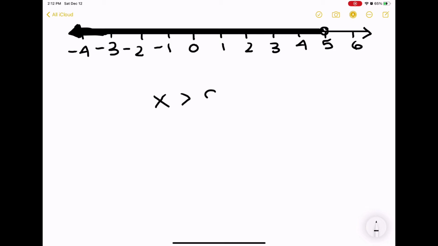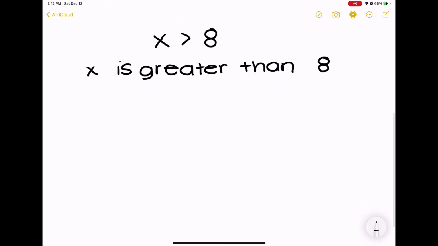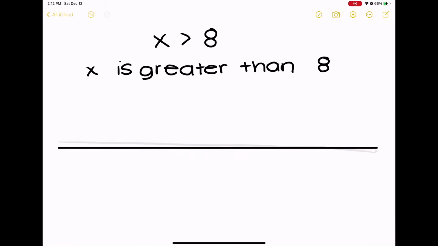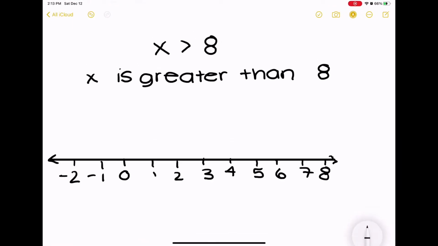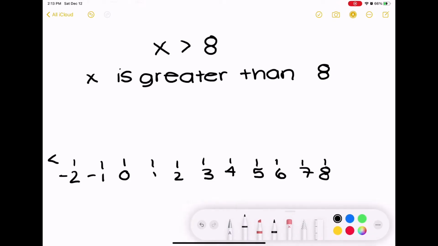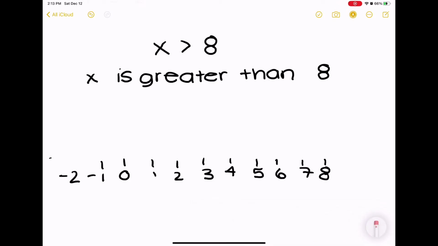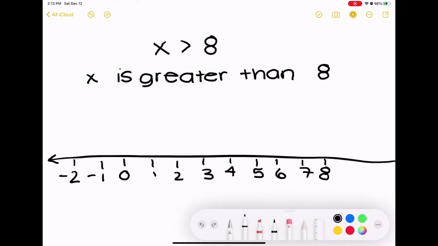Now, let's do a problem such as x is greater than 8. If we translate this to words, it is x is greater than 8, as I just said. So let's graph this one. This one is greater than, so it will be any number that is greater than 8.